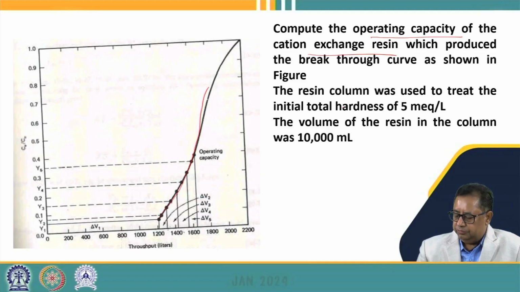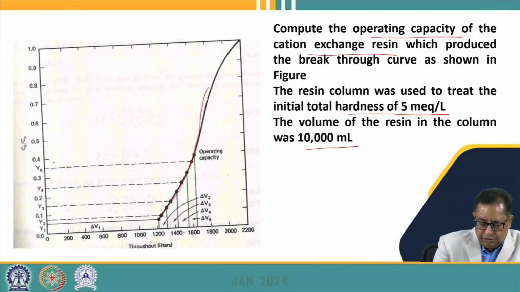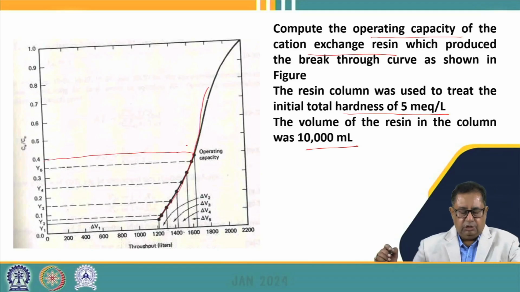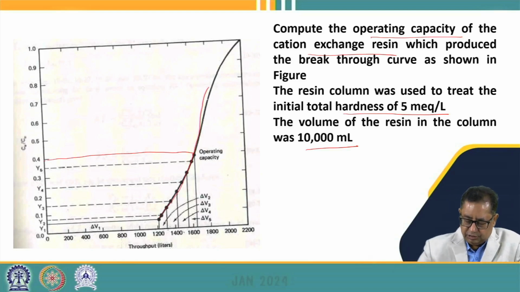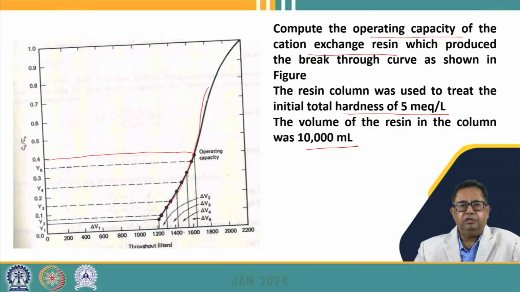The resin column is required to treat a total hardness of around 5 milliequivalents per liter, and the volume of the resin in the column is around 10,000. Okay, so we need to treat it to a point where we have 0.4 as C by C naught. We can see here that the area under this curve, from this point to this point, will give us the total capacity until C by C naught is equal to 0.4.